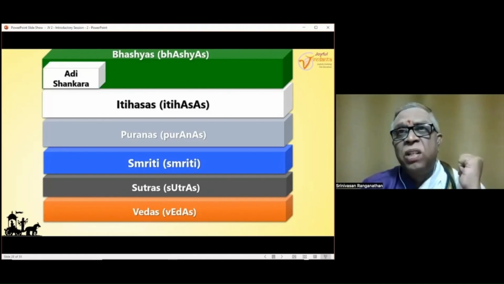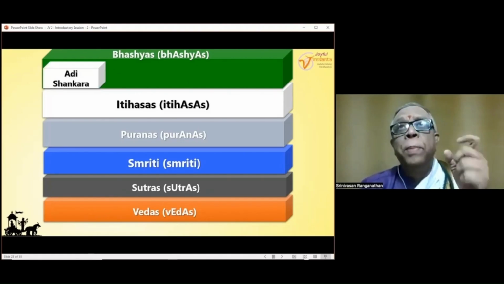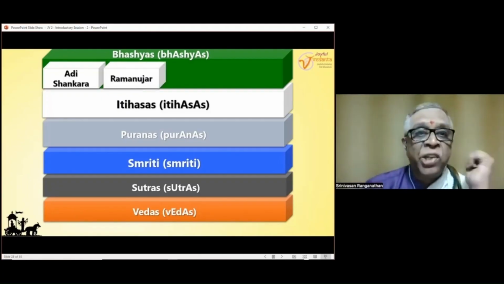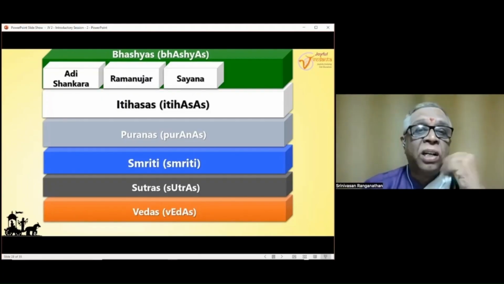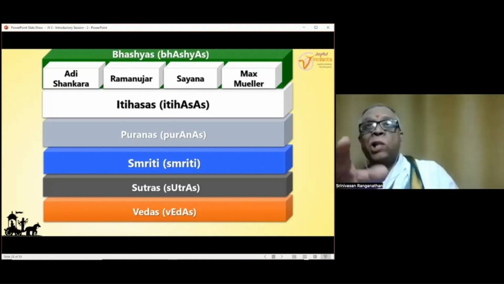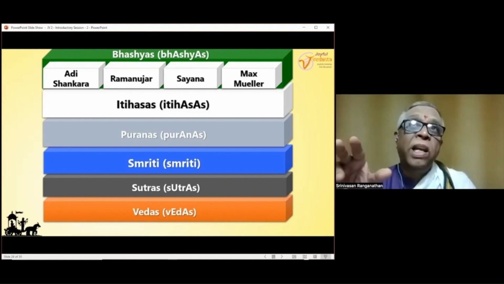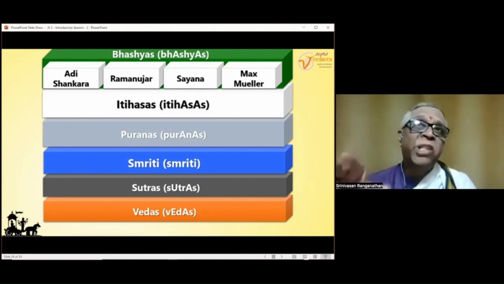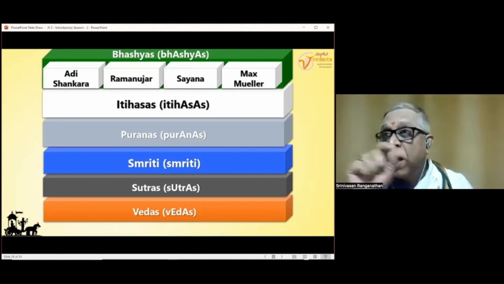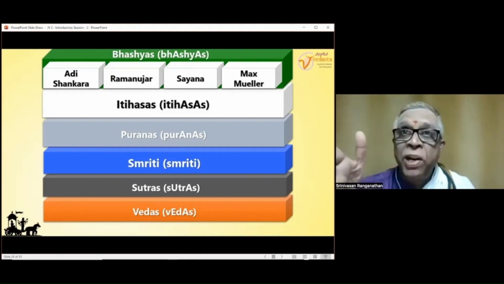Adi Shankara was a great Bhashyakara. People who write Bhashyas are called Bhashyakara. So Adi Shankara was a Bhashyakara, Ramanujar was a Bhashyakara, Sayana was a Bhashyakara, Max Muller was a Bhashyakara. Max Muller, the German, has written one of the best commentaries for Rig Veda. In fact, he was the first person to write a fantastic, very elaborate commentary on Rig Veda.